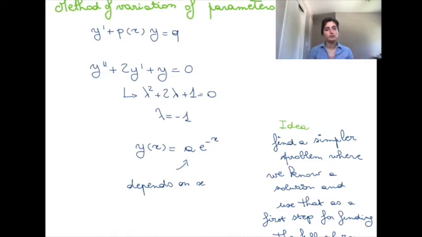So let's, for example, look at y double prime plus 2y prime plus y equal to 0. If we do the method of characteristics, we notice that it has a double root equal to -1. So we know that one solution of it is y of x equals a times exponential of -x. And by the method of variation of parameters, we say that a now depends on x, and we try to solve it that way.